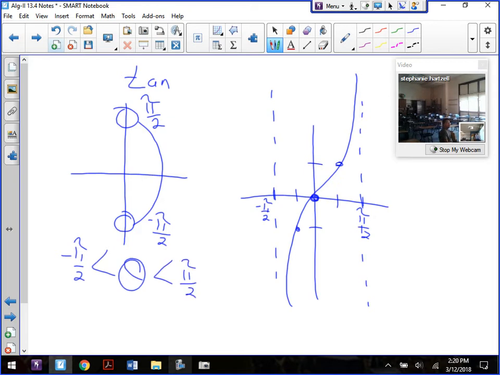Whereas the sine ones that we wrote down, we included that because they said they could equal those. Here they can't, because you have an asymptote. You can't divide by 0.